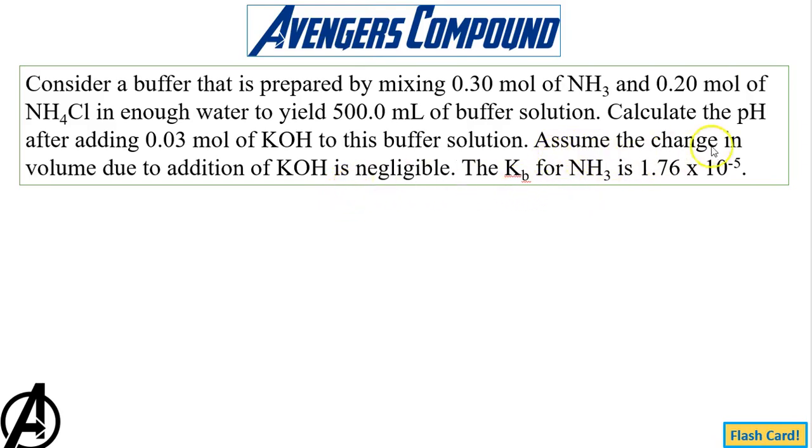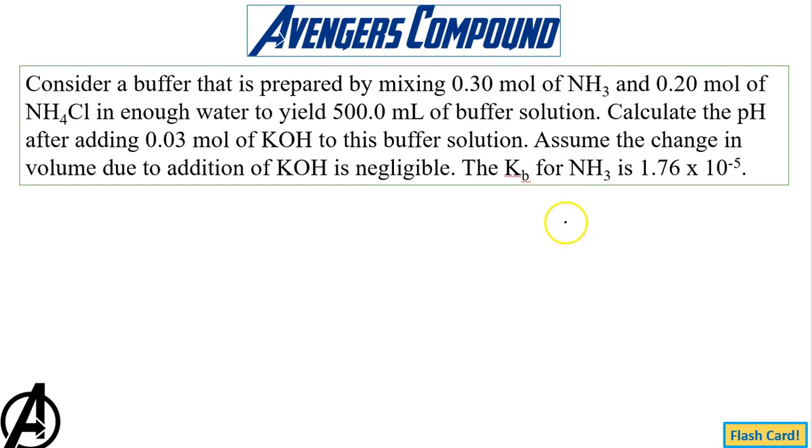And it also says, assume the change in volume due to the addition of KOH is negligible. So now we don't have to go through dilution equations or anything like that, because any addition of KOH is not going to cause a huge change to the volume, so we're still going to be using the 500.0 milliliters here. It also gives us the Kb, which is the base dissociation constant for NH3, and that is 1.76 times 10 to the negative 5. And we can use the Kb to solve for Ka and then use the pKa in the Henderson-Hasselbalch equation.